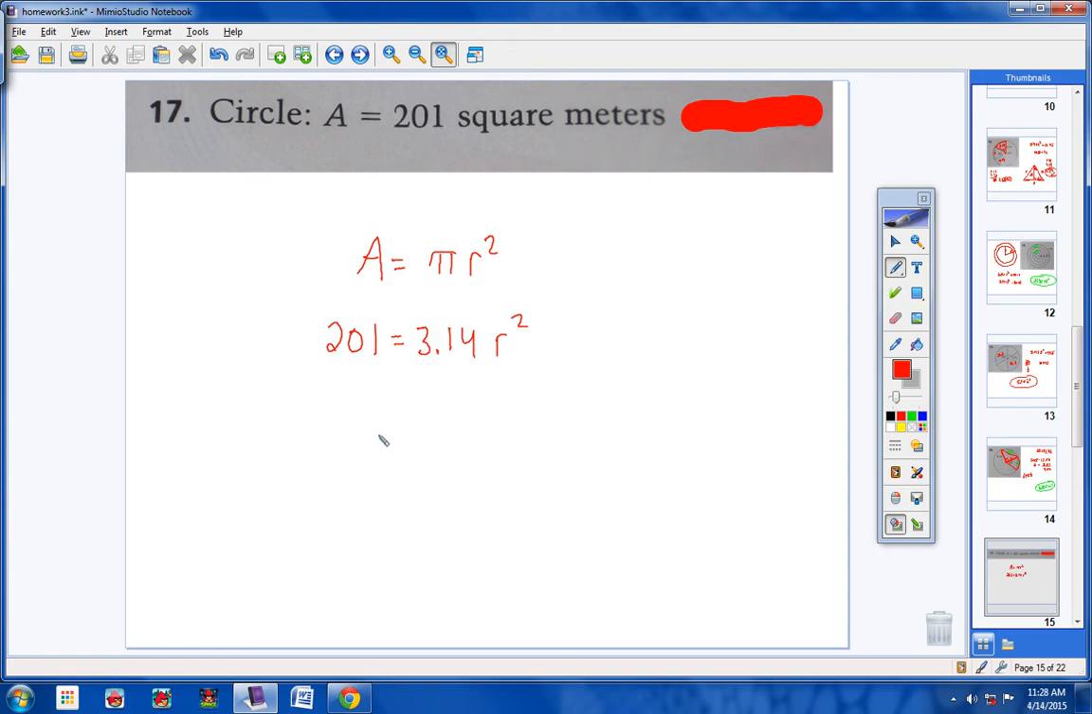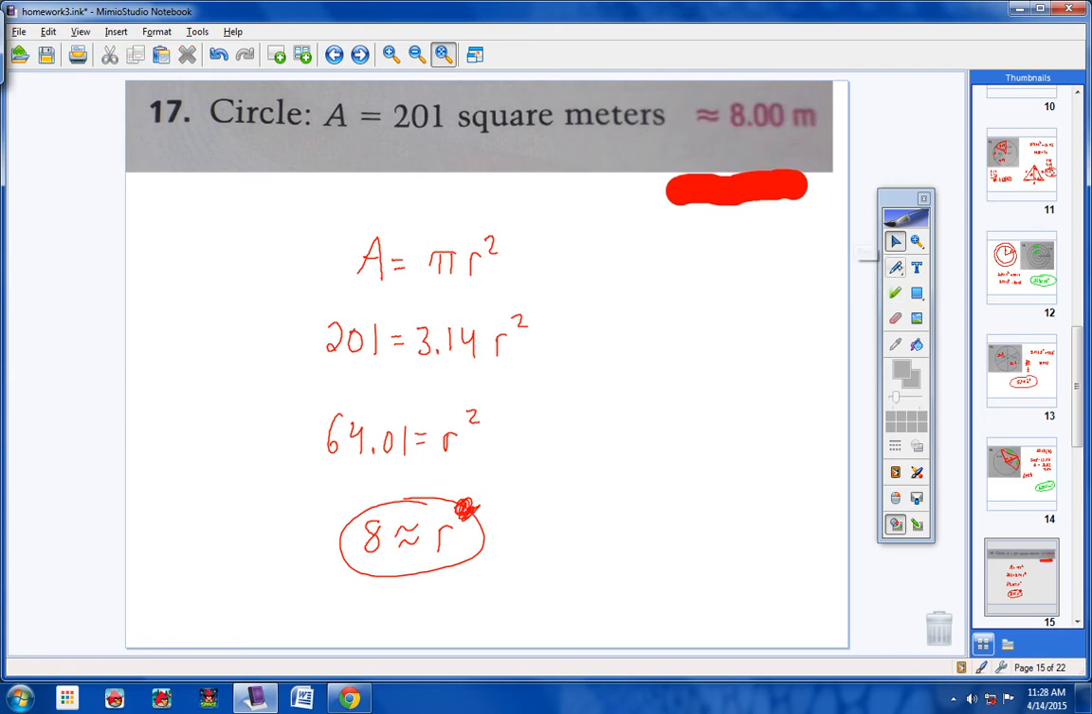So if you take 201 and divide that by 3.14, you're going to get 64.01 rounded. Got it? Now, take the square root of both sides, and you'll get approximately 8. If you take the square root of 64.01, you'll get 8. The square root of r squared is r. So r equals approximately 8.